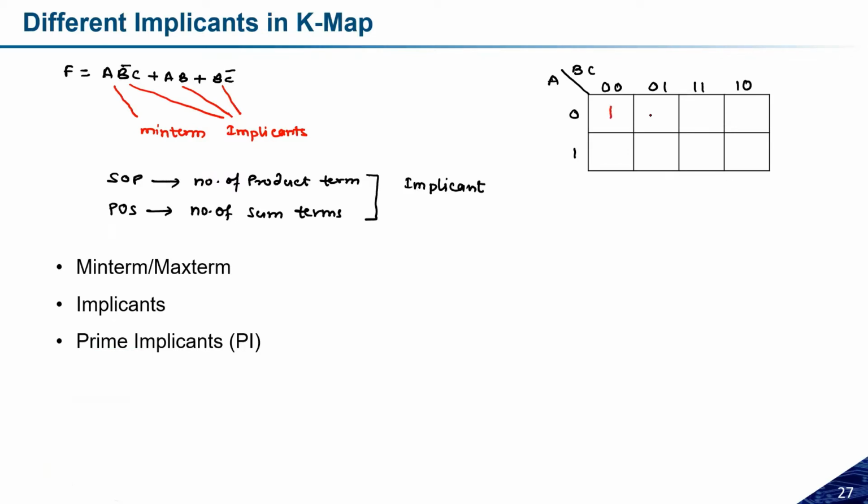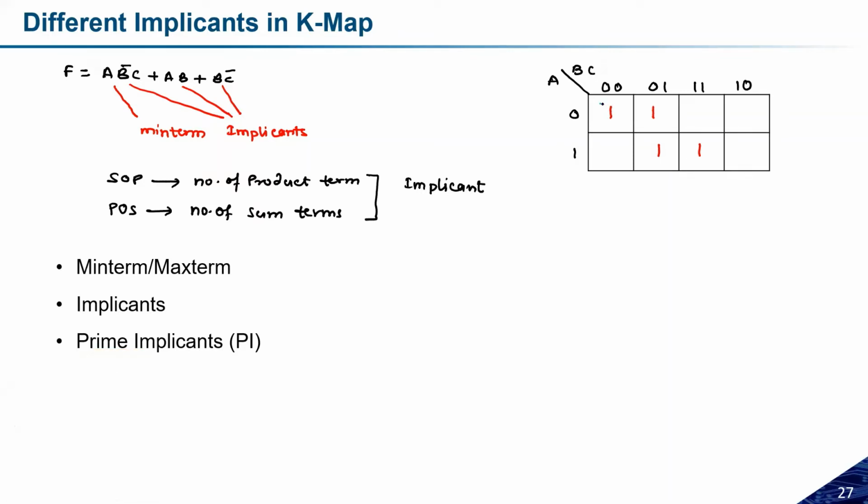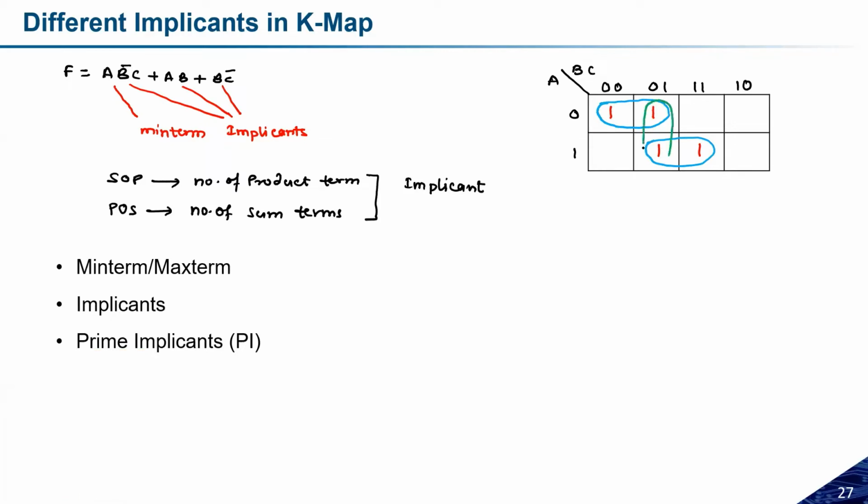Suppose I have a K map which is filled like this, 1 1 1 1. How many pairs can I make? How many possibilities of pairs can we make? The first possibility: I can make the pair of these two 1s. I can make the pair of these two 1s. And there is one more possibility: I can make the pair of these two 1s as well, like the green color, whatever I have made. This is also one of the possible pairs.